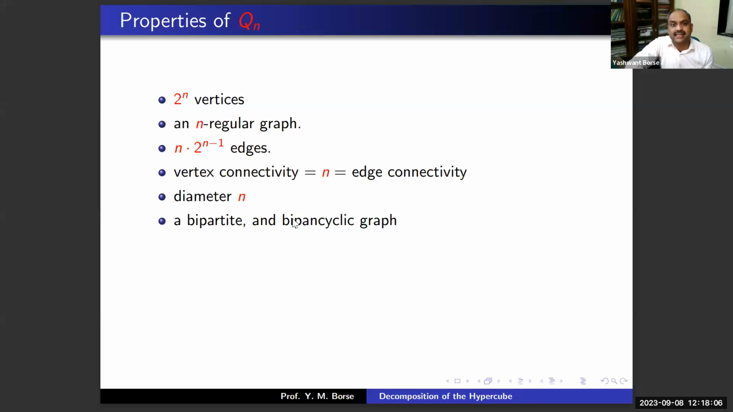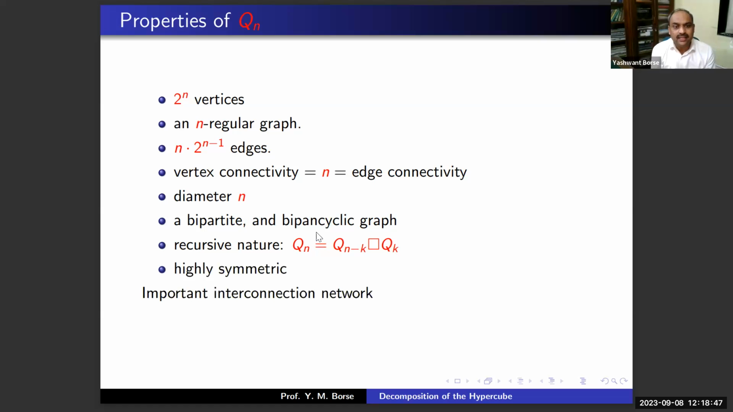It is bipancyclic. Bi means even, pan means all. So it contains cycles of length 4, 6, 8 up to 2 raised to n. For every even integer L from 4 to 2 raised to n, there exists a cycle of length L in Qn. That is considered the bipancyclicity property of Qn. And recursive nature, as said earlier, Qn can be written as the product of Qn minus k and Qk.